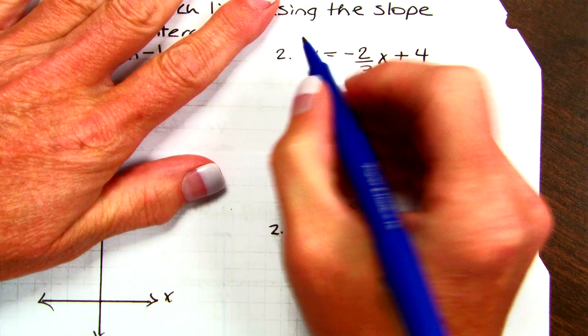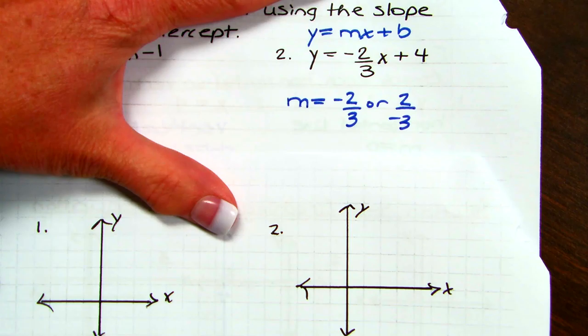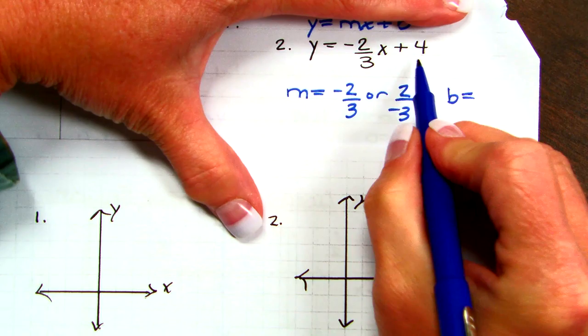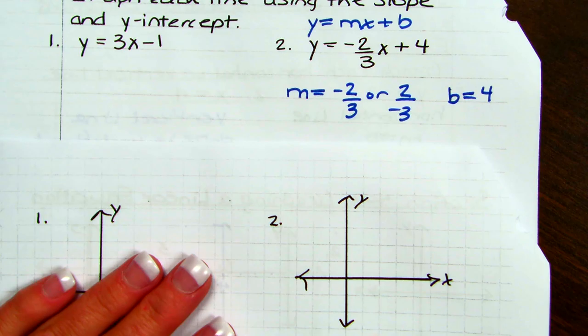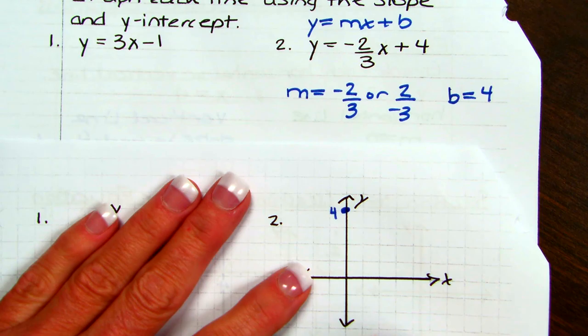All right, the next thing we're going to look at is graphing a line when it's in slope-intercept form. We're going to start by graphing number 2. We'll do a couple of these. So y equals negative 2/3 times x plus 4. This is in slope-intercept form. So you need to pick out your slope, so that's the number in front of x. You could have negative 2 divided by 3, or you could have 2 over negative 3. The negative can be with the numerator or the denominator. And then your y-intercept is the number at the end, and that's 4. So y-intercept is a point, so that's a starting point. Slope is just a movement.